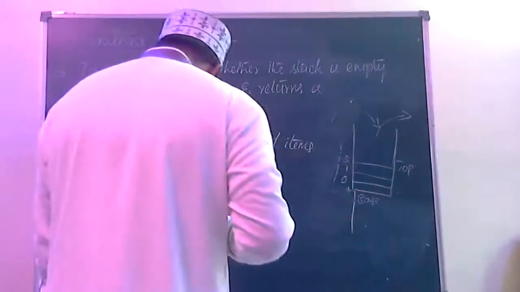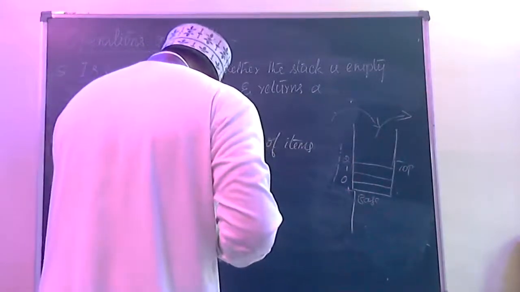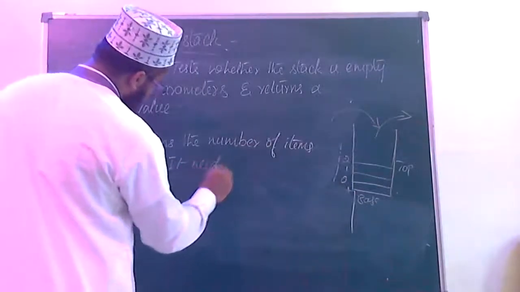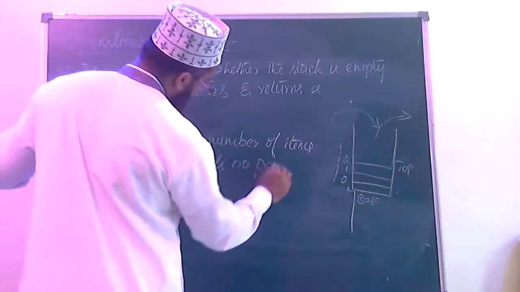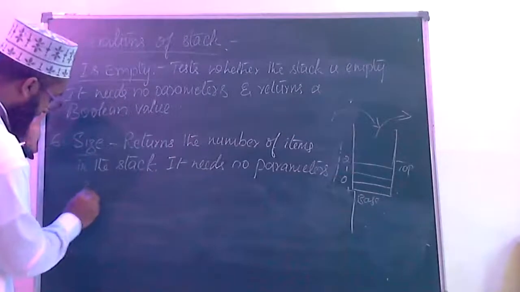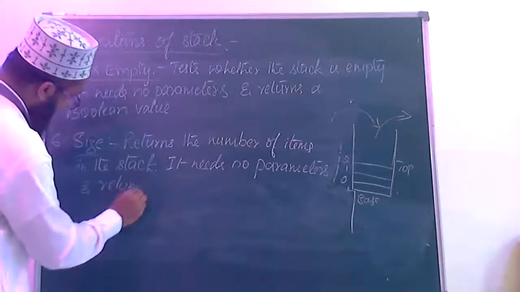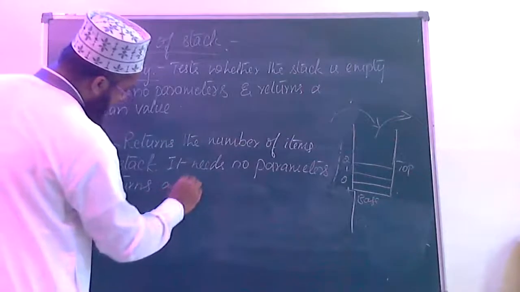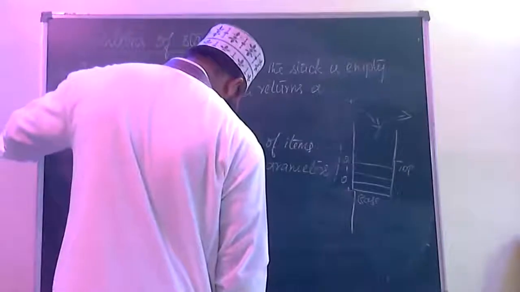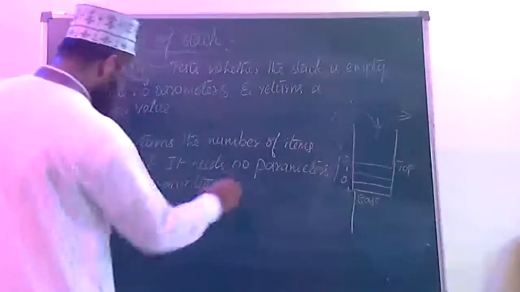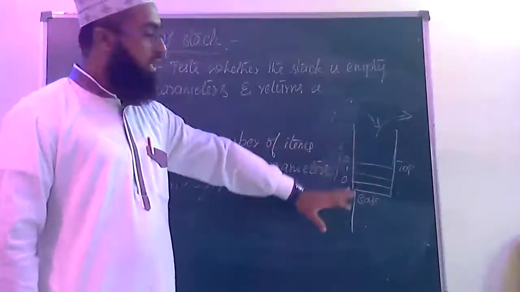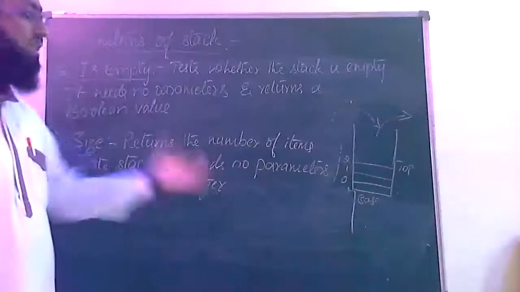Then after that, it needs no parameters and returns an integer. Integer means if any numbers are present here, how many elements are present, it will return that value.